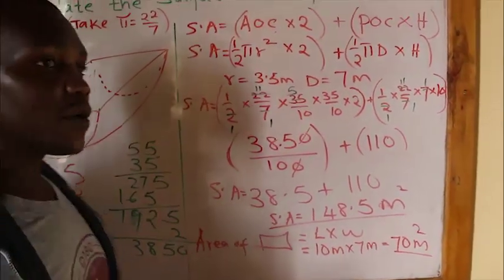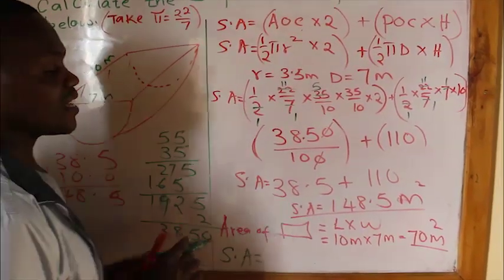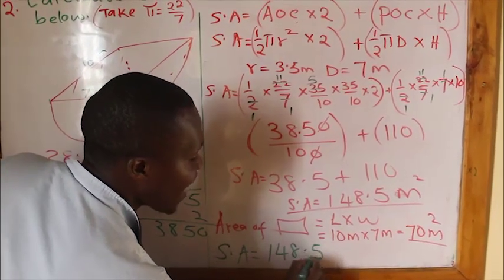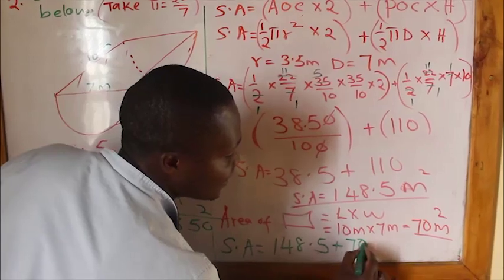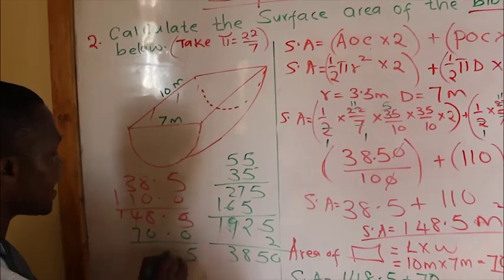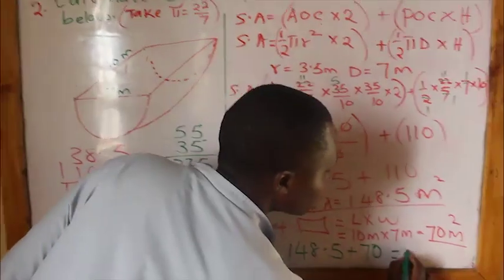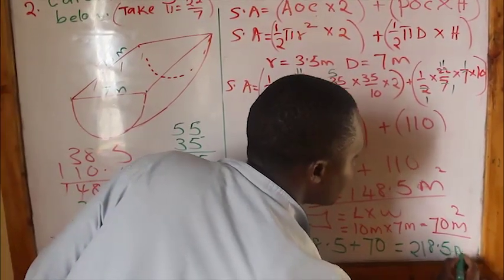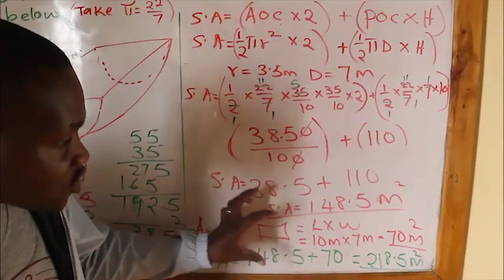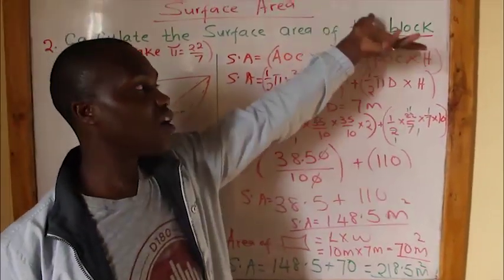Now we are yet to conclude our answer. Finally, our total surface area will be the first answer we had, 148.5, added to 70. So our answer will be 218.5 meters square. So it is almost the same as the first one, but now we have an extension of the top surface, which is a rectangle. So that is the only difference between a block and a trough.